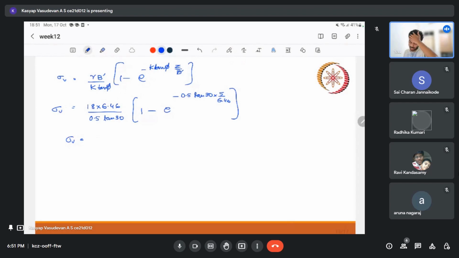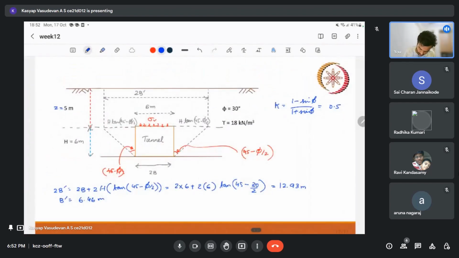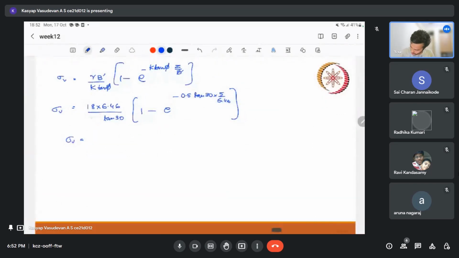Sorry, I think I have made a small mistake here. K value I have made a mistake. This is nothing but 1 minus sine 30 by 1 plus sine 30. So this will be 0.5 by 1.5, that is 0.33. So here instead of 0.5 it will be 0.33, and here also it will be 0.33. If you solve this, you will get this fraction will become 610.31, 1 minus e power minus 0.1488, and this will be 84.38. So that is it.